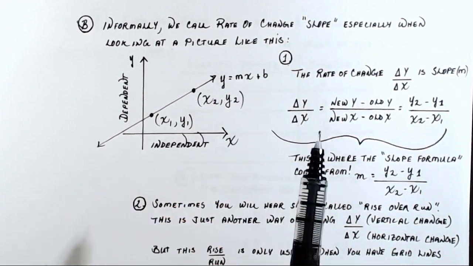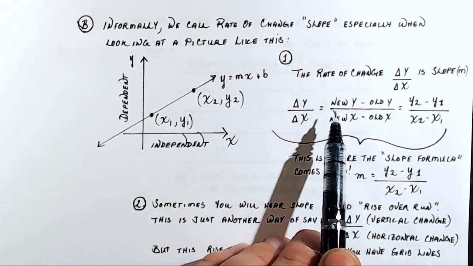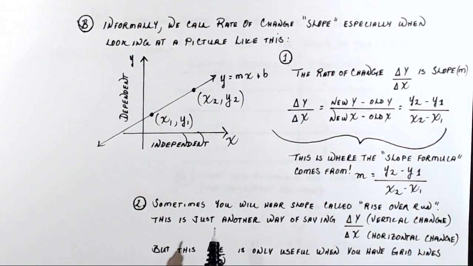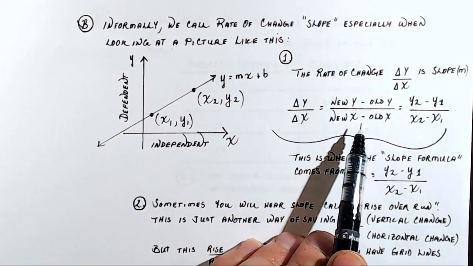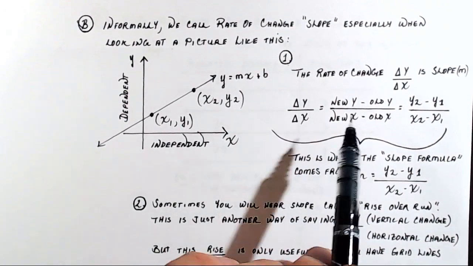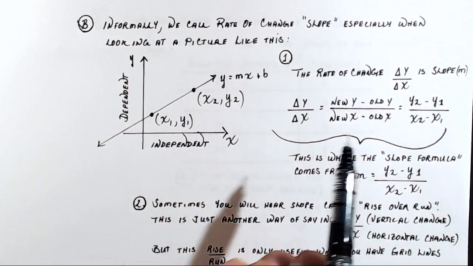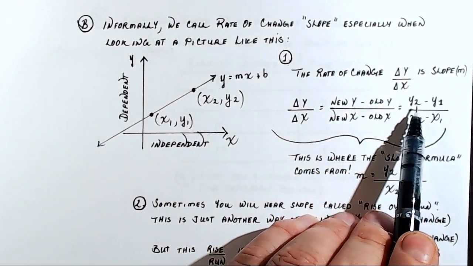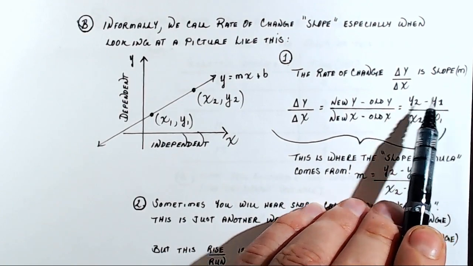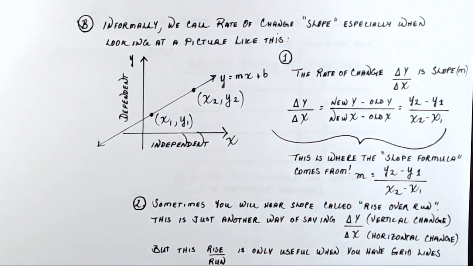All right, so down here I've said that the change in y over the change in x is equal to the new y value minus the old y value over the new x value minus the old x value. Now that's just a common way of saying it. It helps me keep it in mind because that means this is y2 minus y1, in other words, new y minus old y, over x2 minus x1, new x minus old x.